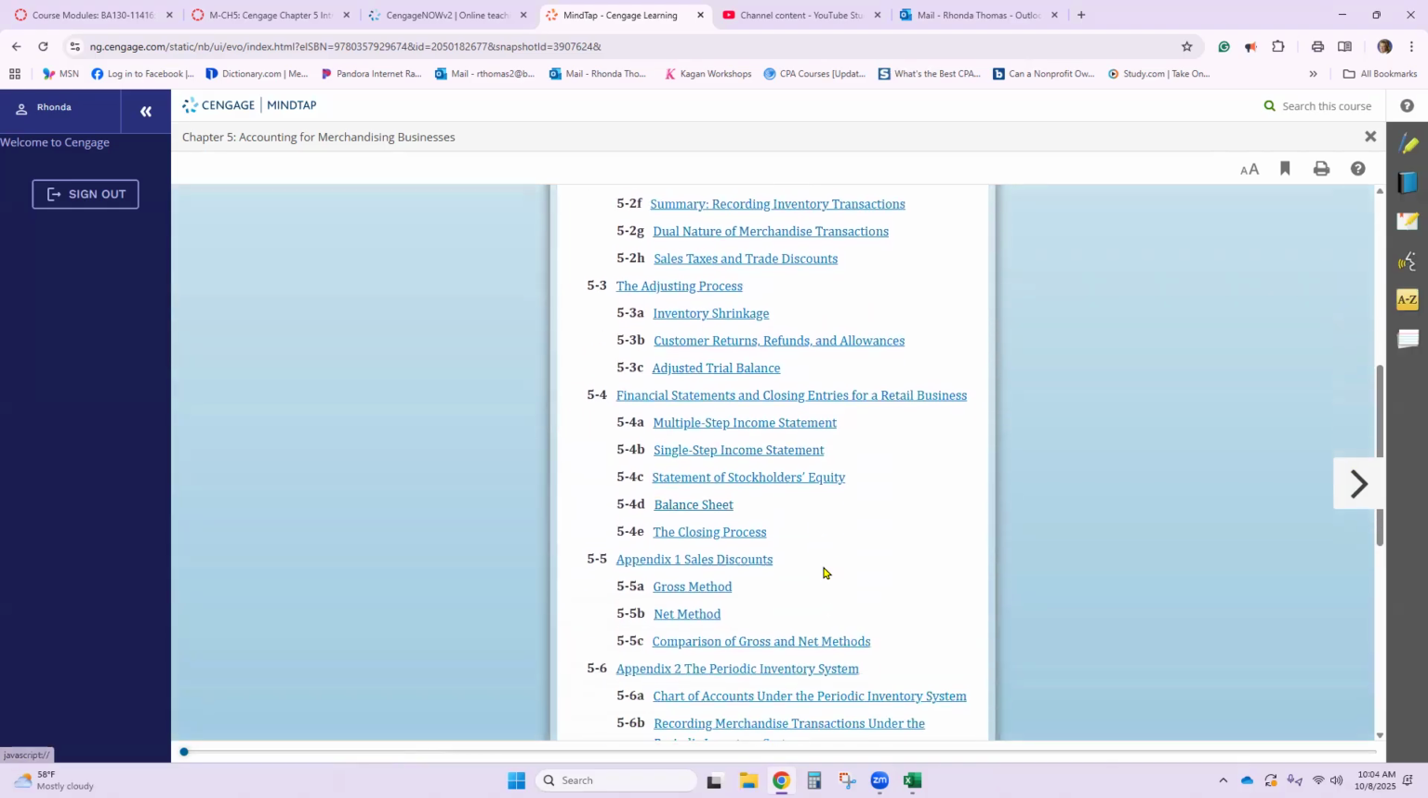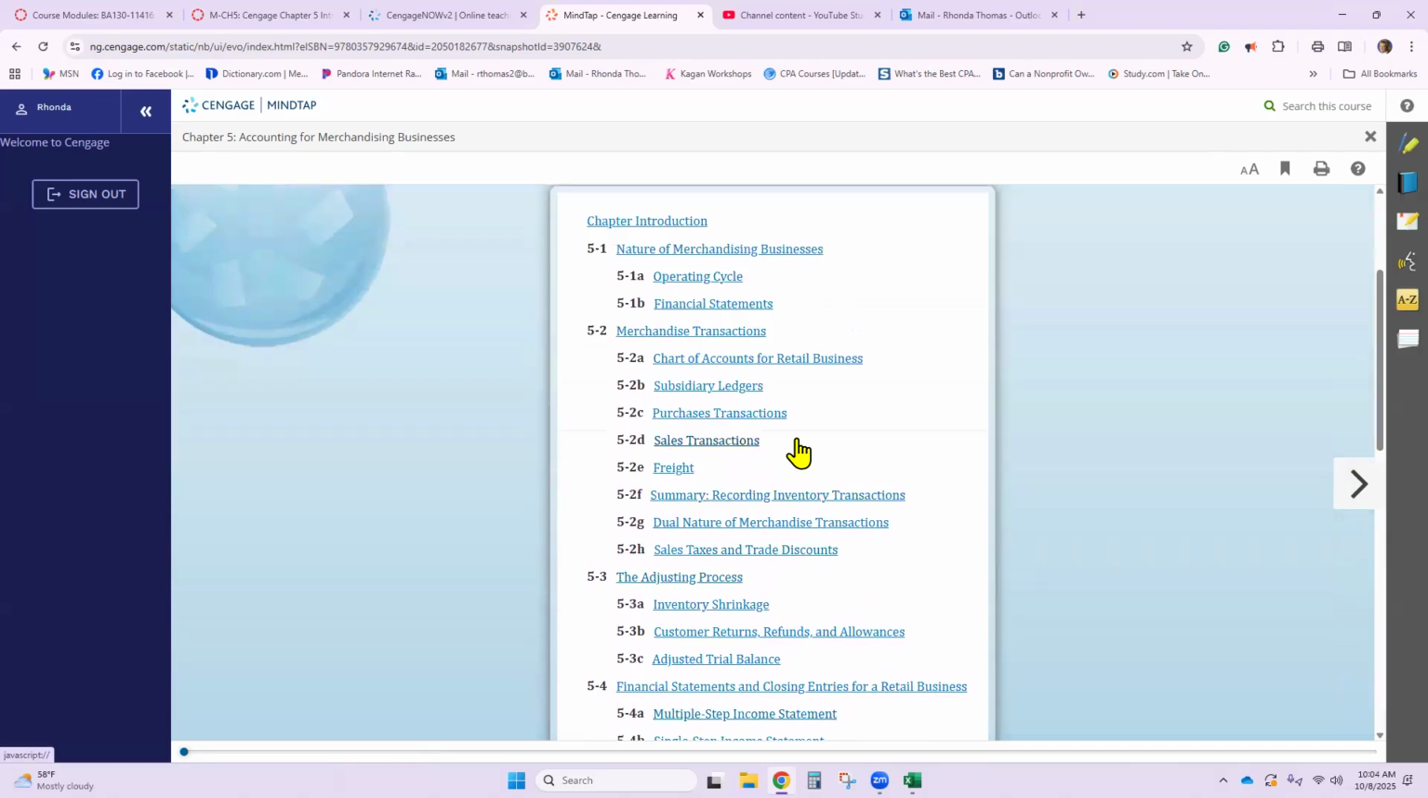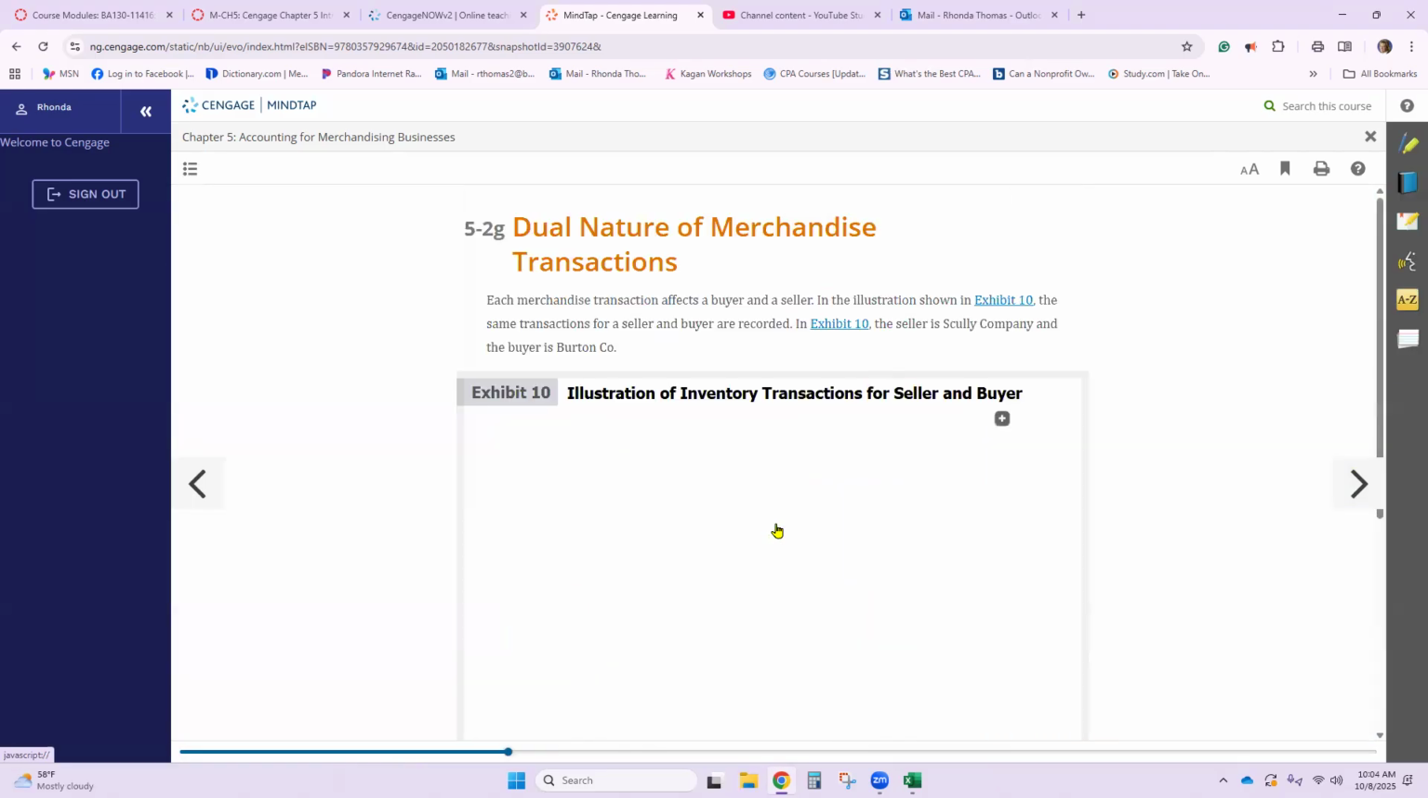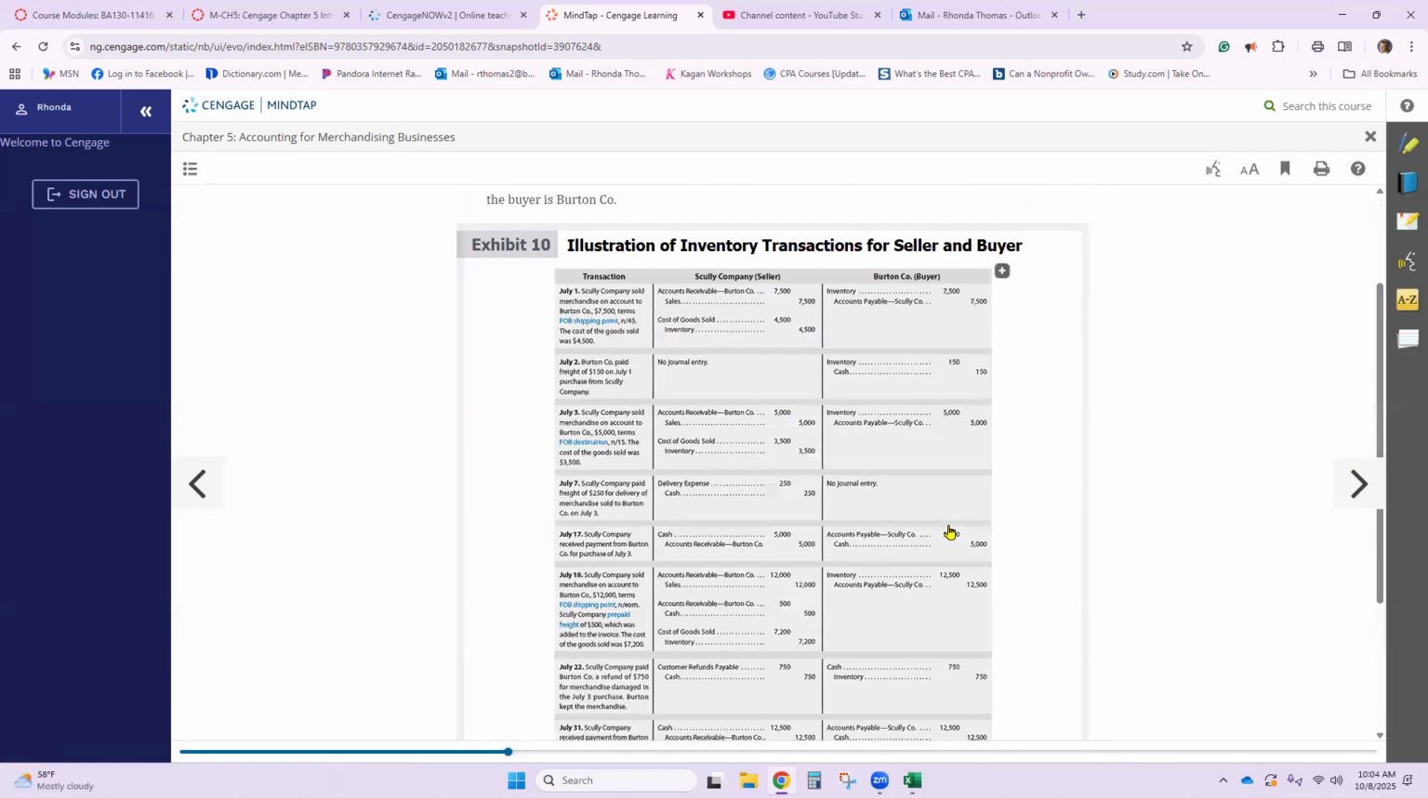But I wanted to show you a very good chart that shows, here it is, the dual nature of inventory transactions for the seller and the buyer. So from this point on in Chapter 5, we're going to ask ourselves if we're the buyer or the seller. We've got to be able to know which hat we have on in order to prepare for the transaction journal entries that we'll need to be able to do.